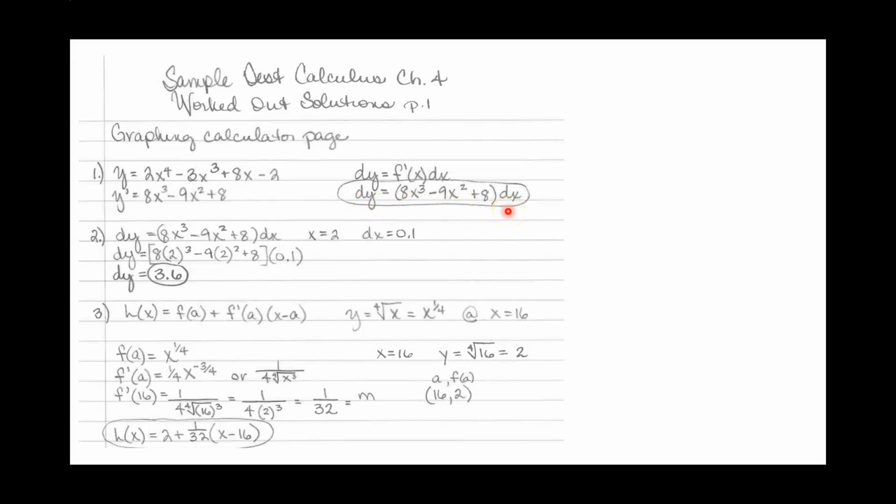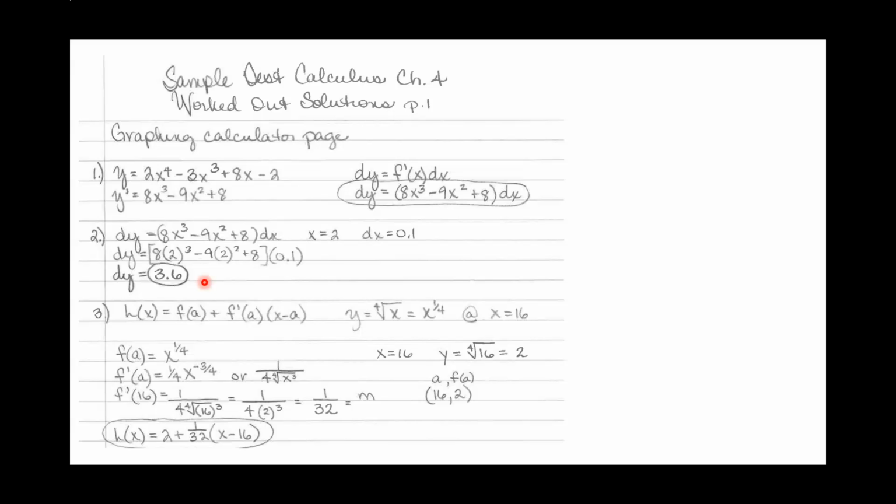That's my differential. Then for number 2, it said, okay, to evaluate that differential when x equals 2 and dx equals 0.1. So we're just going to come back. This is that same equation we created in number 1. We're just going to come back and put 2 in for x, and put 0.1 in for dx. And then we can simplify to get 3.6.